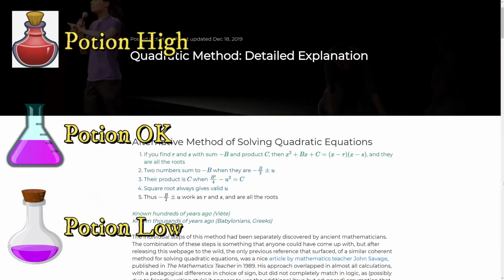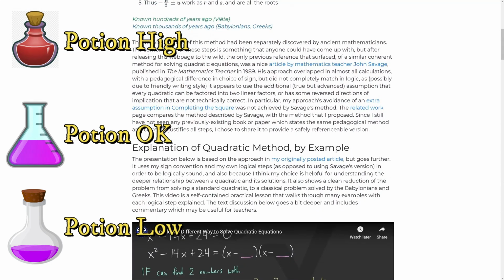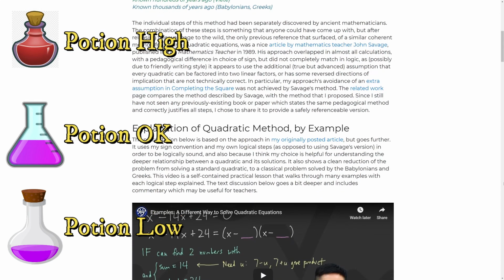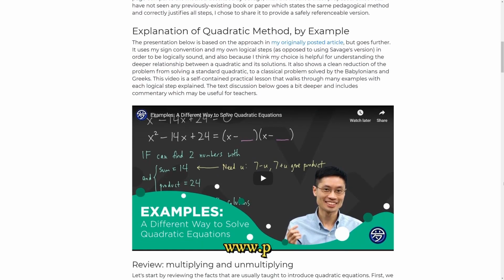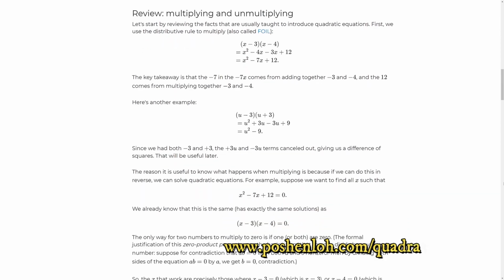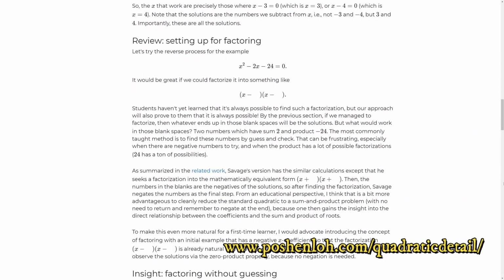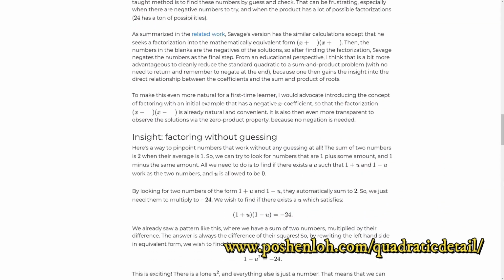Professor Po-Shen Loh recently presented a new method for solving quadratic equations. In a previous video, we looked at a few examples of how easy it is to apply this method in a variety of situations. The link to that video is in the top right and in the description below. Note that when you combine all these steps, you inevitably still arrive at a special version of the well-known formula.